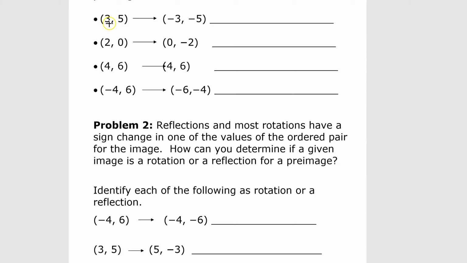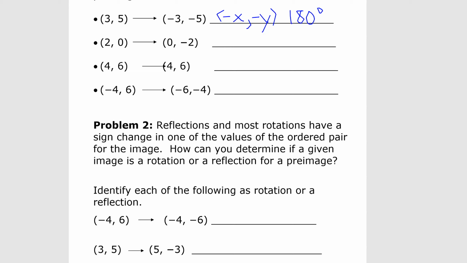Notice how the 3 changed to its opposite, the 5 changed to its opposite, and so that rule would be -x, -y, which is a 180-degree turn, either direction, counterclockwise or clockwise. That's a simple rule, the easiest one to remember.